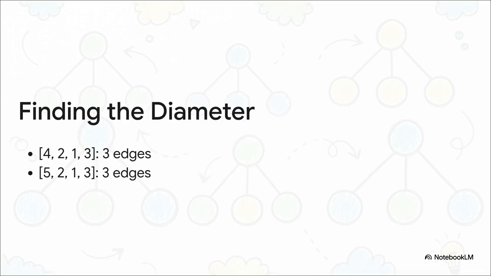Right, so the crucial takeaway here is that the longest distance is exactly 3 edges, and your brain probably naturally traces it right up through the top root node. You could start at node 4, go up to 2, up to 1, and then down to 3. Boom, 3 edges. Or you could start at node 5 and do the exact same thing. Either way, both paths give us a diameter of 3. Our definition is holding up perfectly.